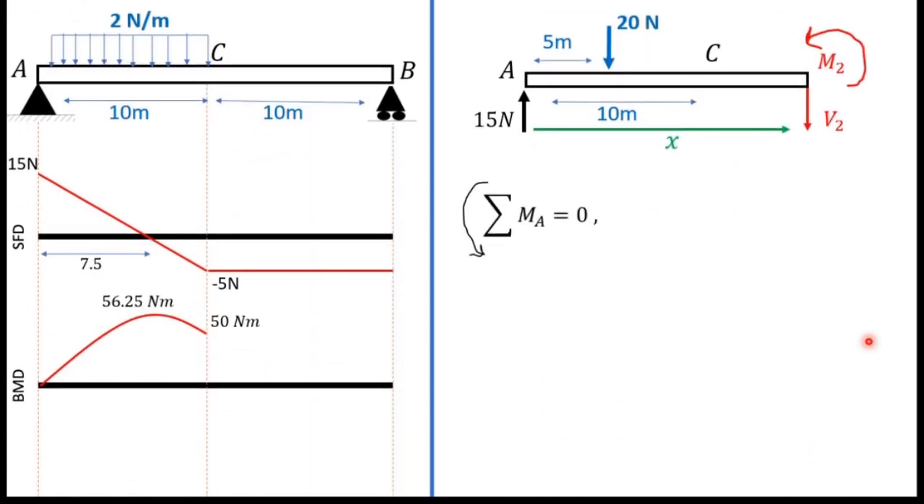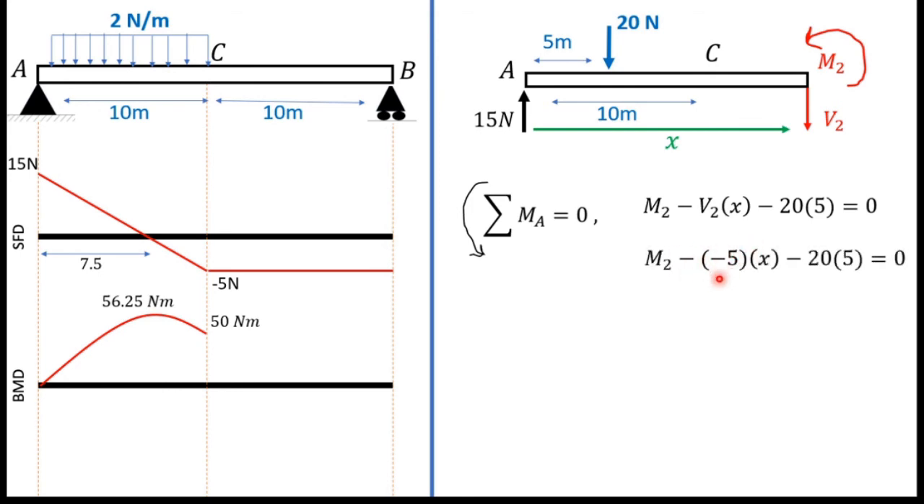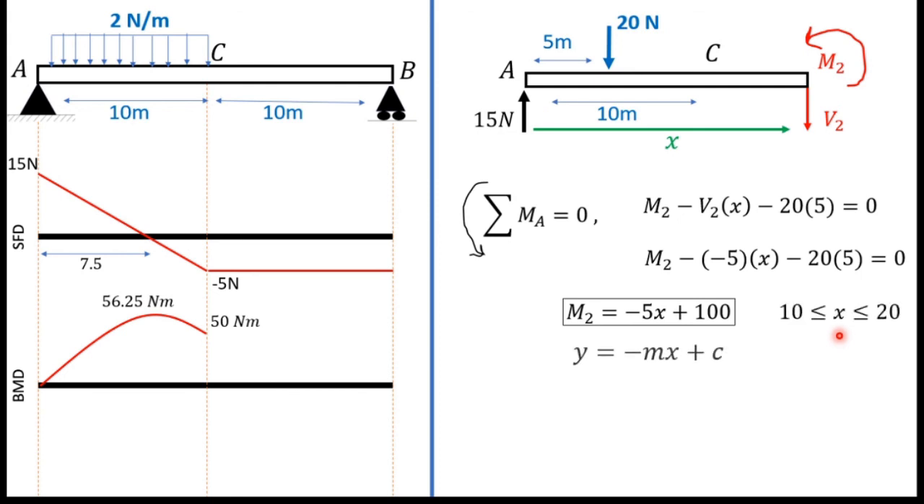Next I'm going to find M2. For that I am going to take the moment about A, and when I take moments I can write M2 minus V2x minus 20 times 5. I already know the value of V2, so I substitute it here, minus 5. When I simplify this I can get M2 equals minus 5x plus 100. So the range is 10 to 20, and it's like y equals minus mx plus c.